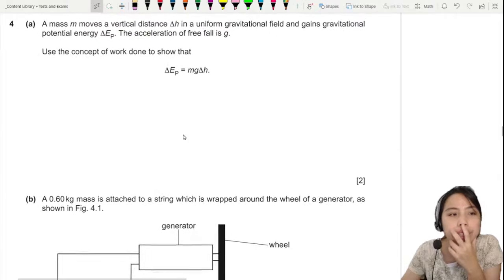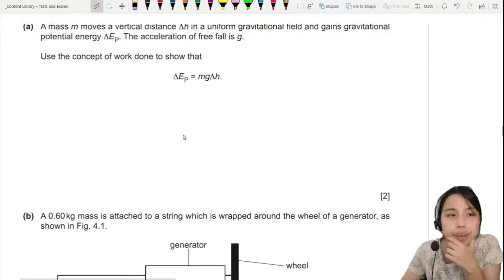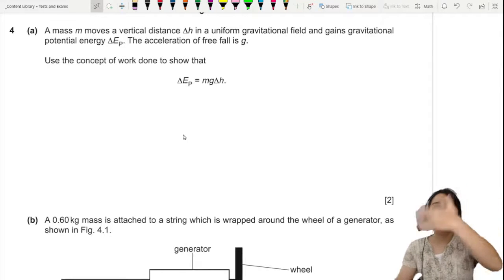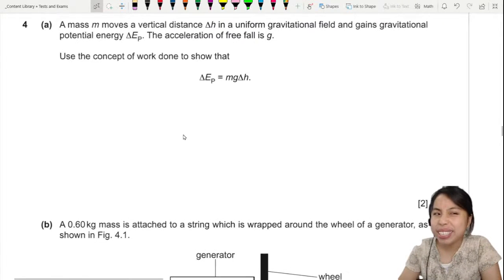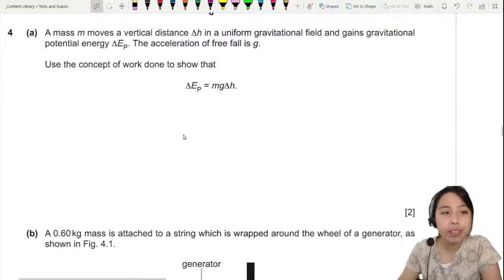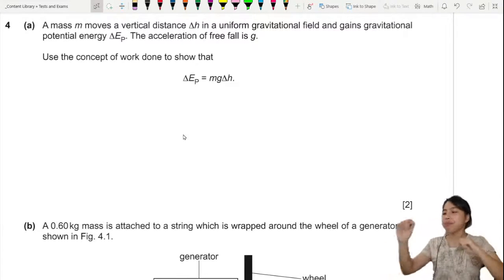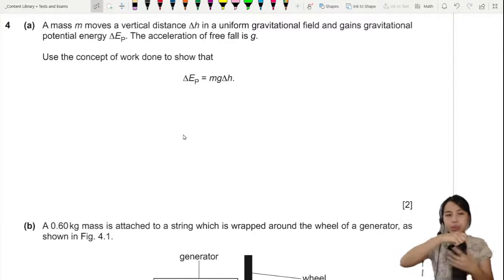Now we go to the energy chapter. Fun fact, did you know that the questions are arranged by chapter? Chapter 1, 2, 3, 4. So you can roughly guess, most of the time, it's according to chapter sequence. Give me a moment.